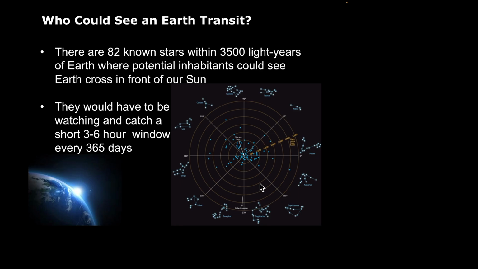There are about 82 stars within about 3,500 light years from Earth where potential inhabitants could see Earth cross in front of our sun. They would have to be watching and catch a short 3 to 6 hour window every year to see us. But we could hide if we wanted to.